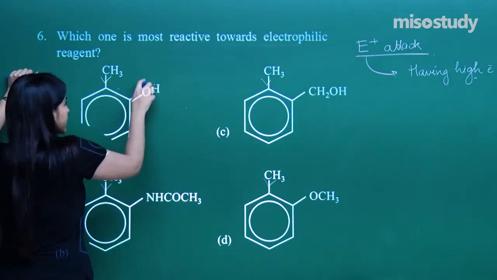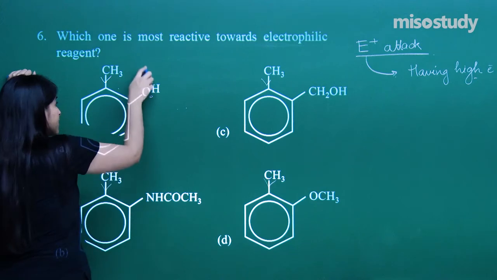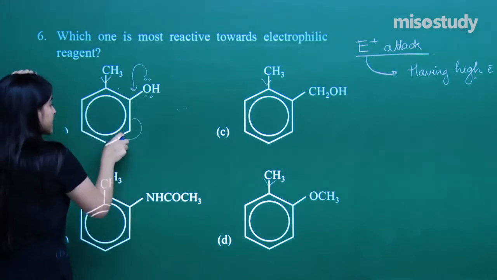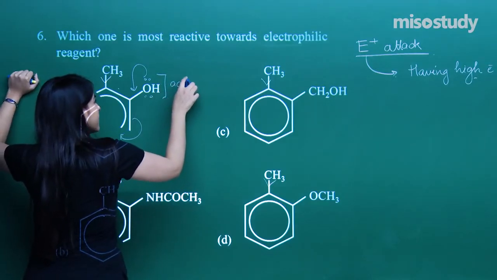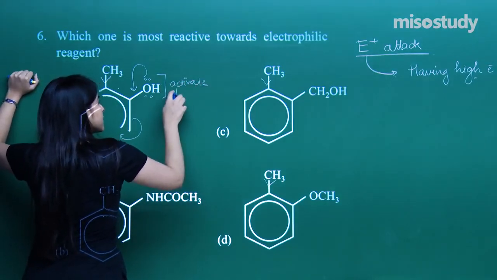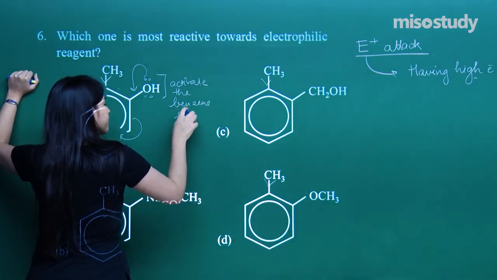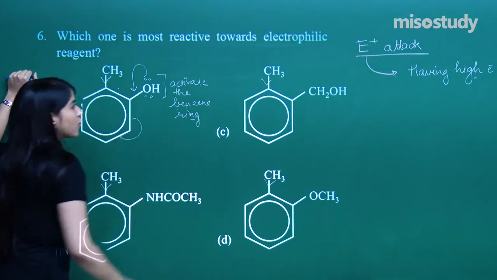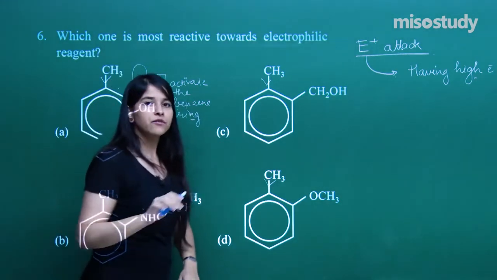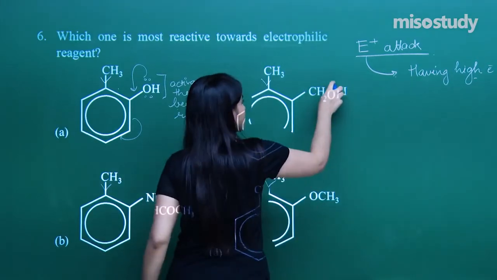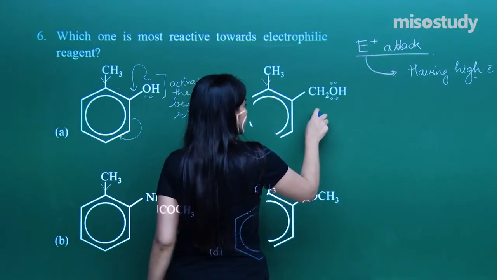I have got OH, and we all know OH has lone pairs. It will be involved in resonance. So that is how it will activate the ring, activate the benzene ring. What do I have in the next one? I have got CH2OH. Now there will not be any kind of involvement of these lone pairs. So no involvement over here.